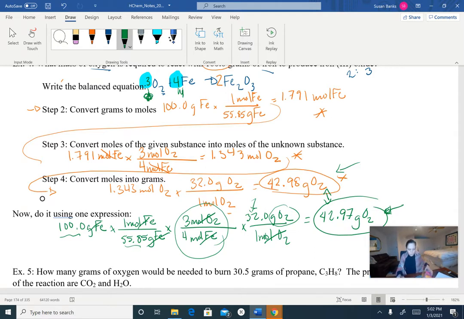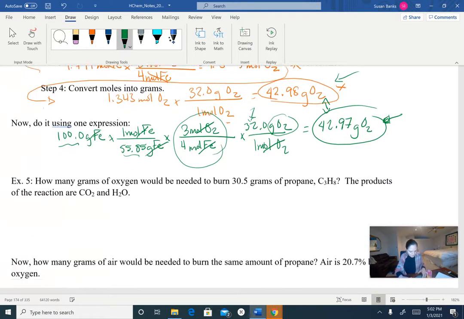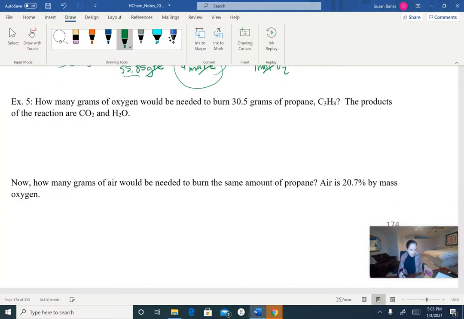Okay, so let's do this one. Number 5, how many grams of oxygen would be needed to burn 30.5 grams of propane? The products, of course, because we are burning things, right? This is combustion, is going to be carbon dioxide and water. So the first thing we've got to do is create an equation. So I'm going to take propane, C3H8. I'm going to burn it in the presence of oxygen. I'm going to create carbon dioxide and water.